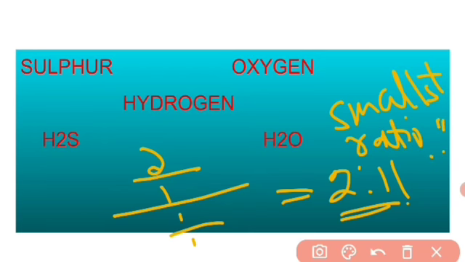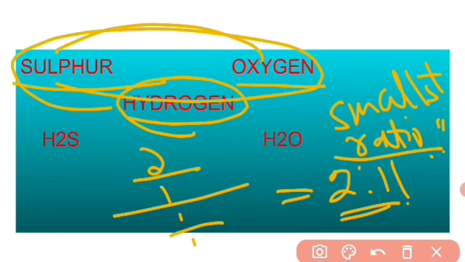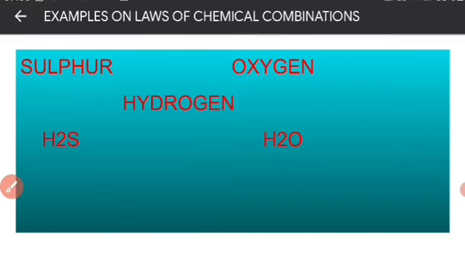So you should understand, what was the law? Again, I am repeating. When two elements combine separately with a fixed mass of a third element, then the ratio of masses in which they do so bears a small whole number ratio to the ratio of masses in which they themselves combine. They themselves combine means these two, sulfur and oxygen. And the before condition was when sulfur is combining with hydrogen and oxygen is combining with hydrogen, their masses will be in the smallest whole number ratio. Again, when you divide them, you will get the smallest whole number ratio.